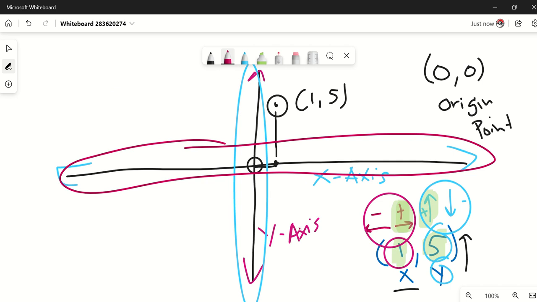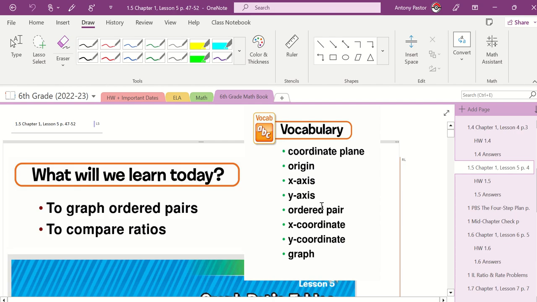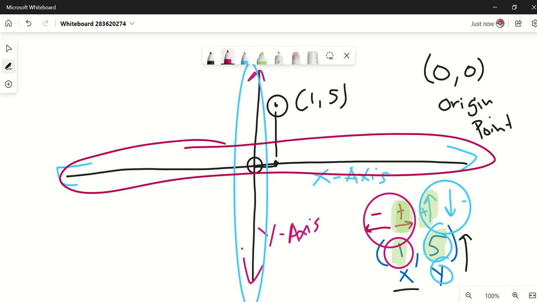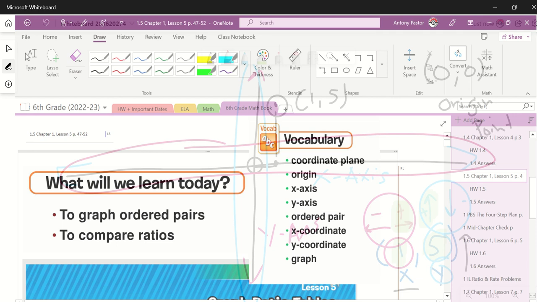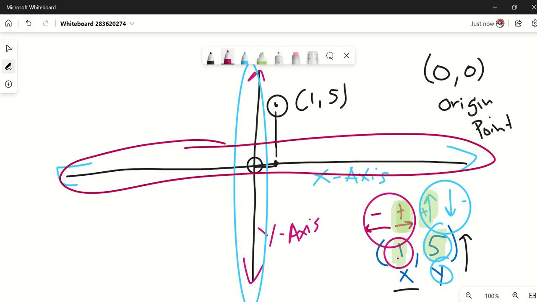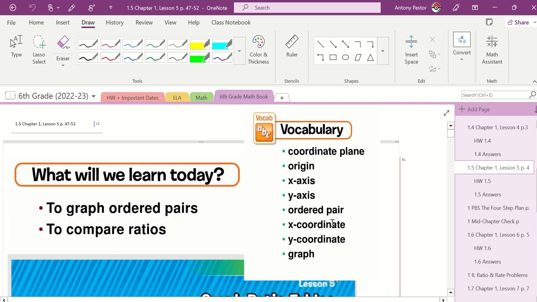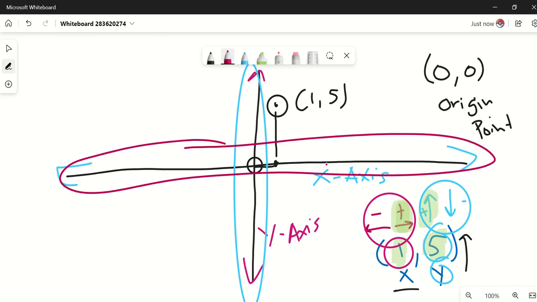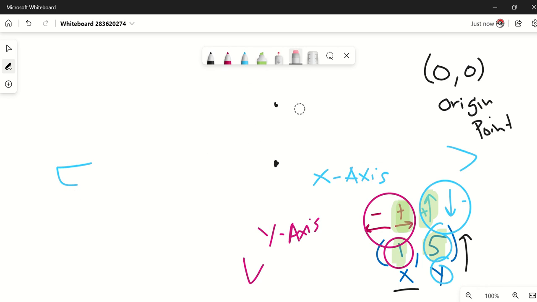An origin is the point in the middle where the x and y axis cross or intersect. That's going to be your vocabulary term, where the y and x axis intersect. That is the origin or the origin point. It is 0, 0. That is its ordered pair. The x and y axis are the two lines that make up your coordinate plane. An ordered pair is when you have two numbers, an x coordinate and a y coordinate, that you are going to graph. And then graphing is the act of putting it all here. So we covered all of our vocab.